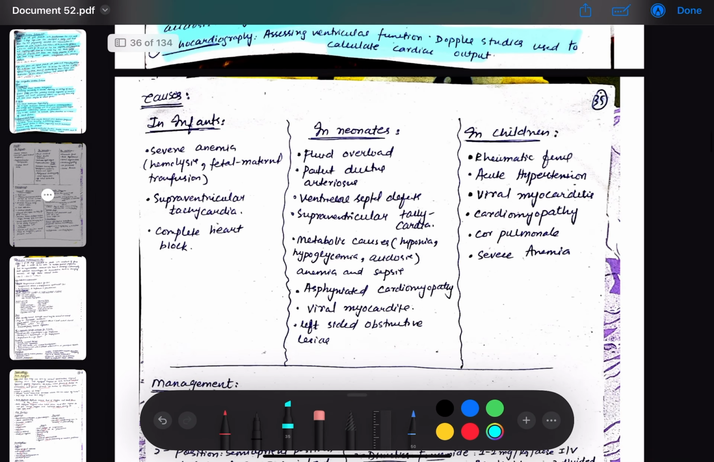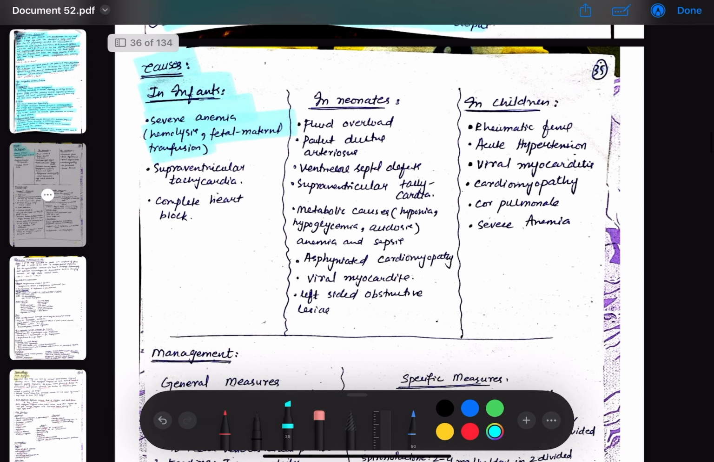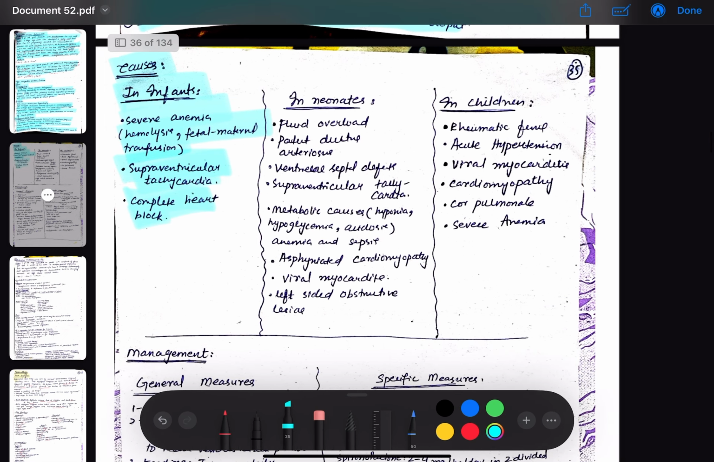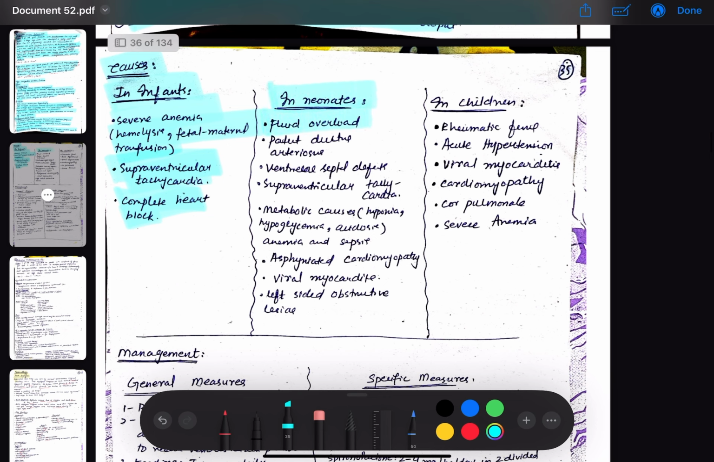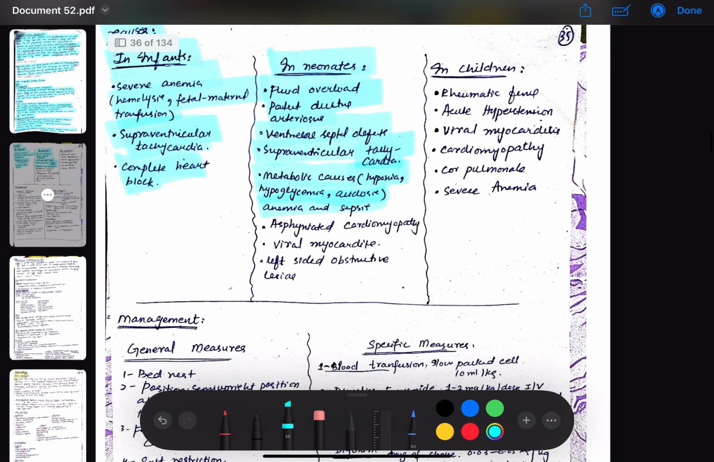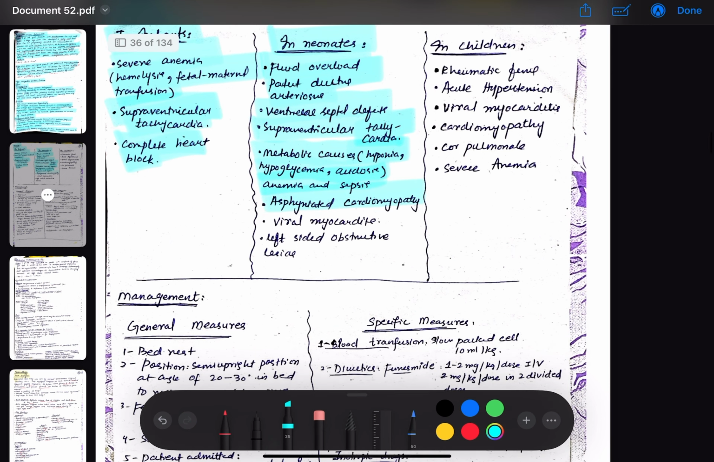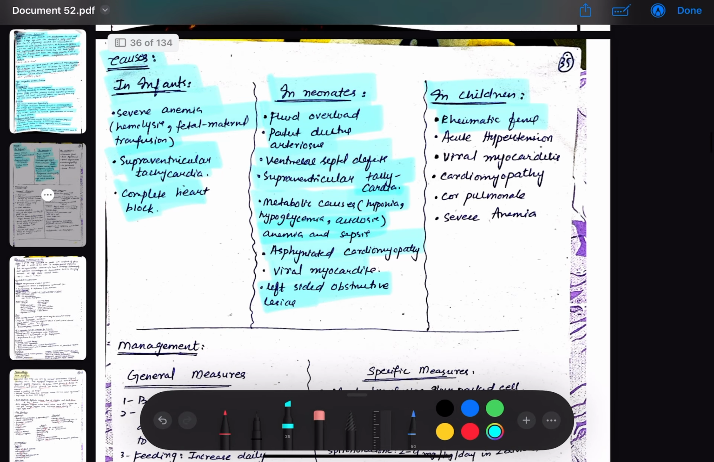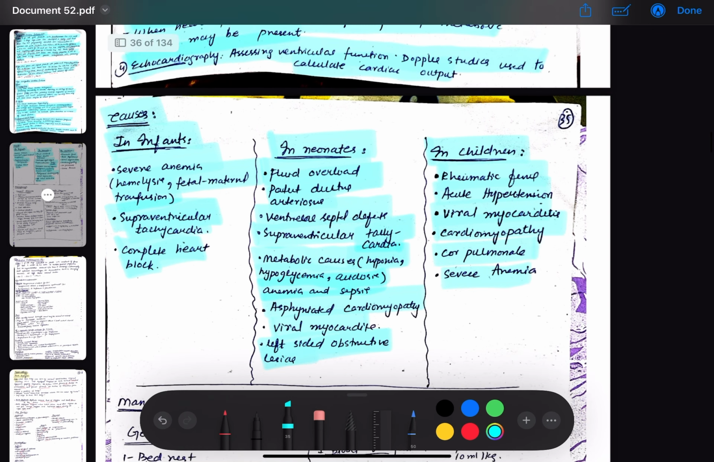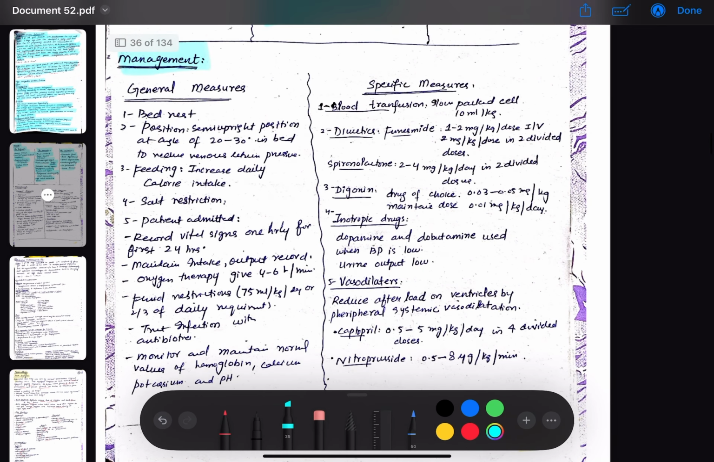Now, the causes in infants are severe anemia, hemolysis, fetal maternal transfusions, supraventricular tachycardia, and complete heart block. In neonates: fluid overload, patent ductus arteriosus, ventricular septal defects, supraventricular tachycardia, metabolic causes that is hypoxia, hypoglycemia, acidosis, anemia, and sepsis, asphyxiated cardiomyopathy, viral myocarditis, and left-sided obstructive lesions. In children: rheumatic fever, acute hypertension, viral myocarditis, cardiomyopathy, cor pulmonale, and severe anemia. These are the causes.